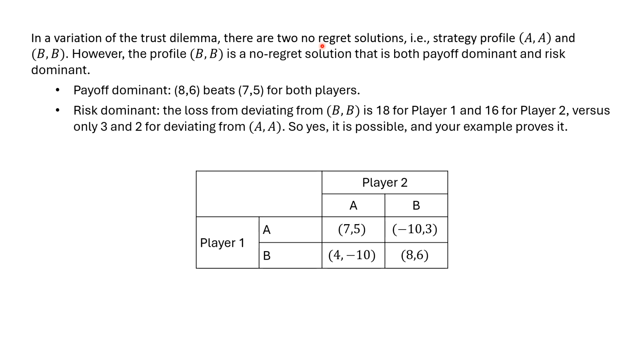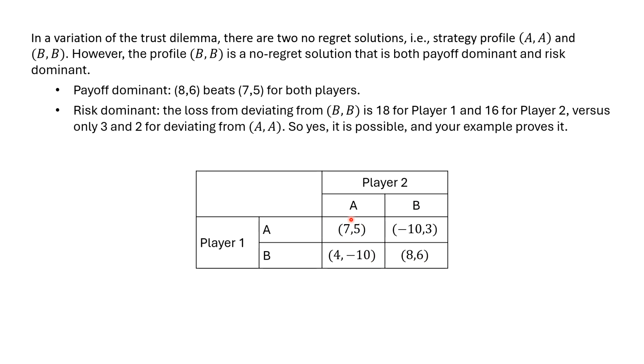In this variation, there are two no-regret solutions as before, AA and BB. However, the profile BB is a no-regret solution that is payoff-dominant. You can see that 8-6 is better than 7-5, but it's also risk-dominant. And we can see that by looking at the switching off from 8-6. If player 1 goes from B to A, it's a loss of 18. And if player 2 goes from B to A, it's a loss of 16.